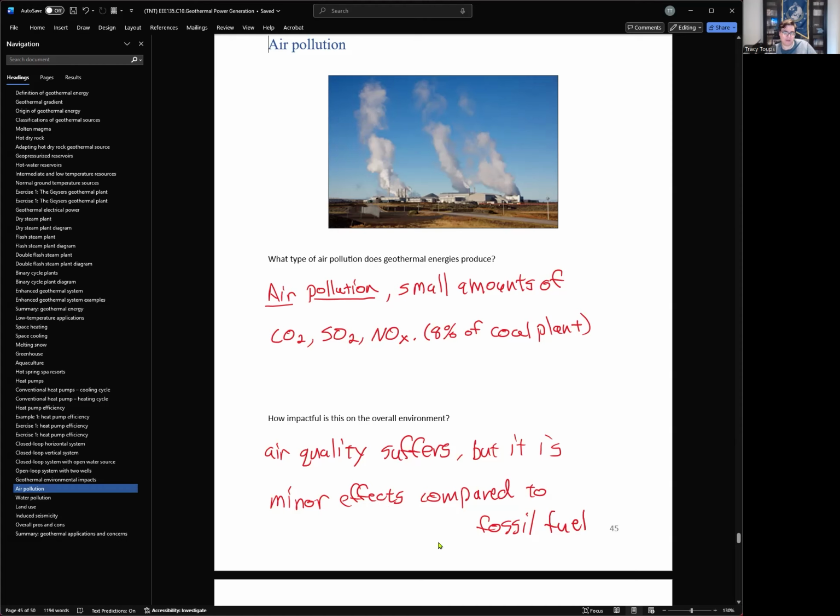The reason why it's minor is that compared to fossil fuel, it's nothing. The whole output of a geothermal plant is equivalent to maybe 8% of what a coal plant puts out. Meaning it would take 12 geothermal sites of the same power capacity to equal one coal plant of pollution. So you're basically getting 11 times more power generation for the same amount of air pollution by going to geothermal. So yes, we're going to suffer a little bit, but it's not as bad as a coal plant by a large margin, and we're probably okay with that. Okay.